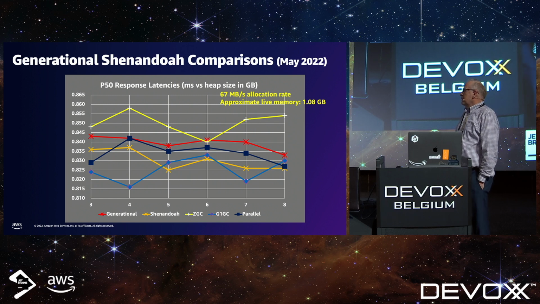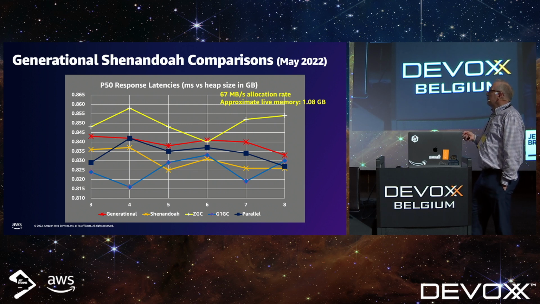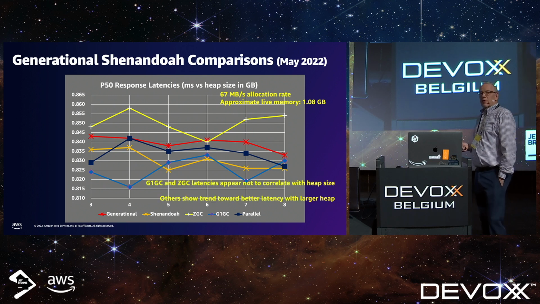I've got some data that shows our early results with Generational Shenandoah. This is a P50 response time. It's a modest workload, only 67 megabytes per second. Live memory of about 1.8 gigabytes. So with a 3 gigabyte heap size, that's like 33% here and lower utilizations here. At P50, Gen Shen is in the middle there.